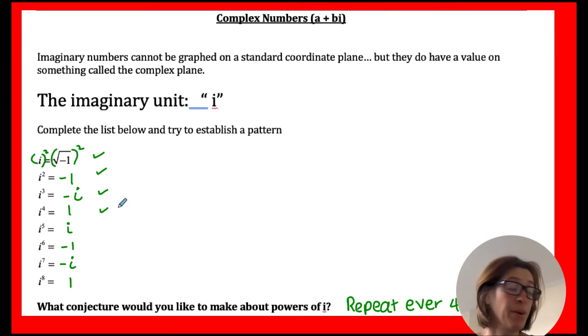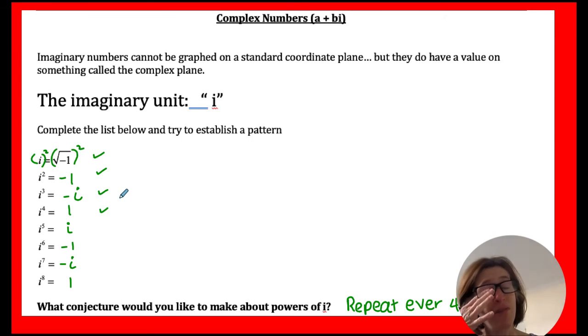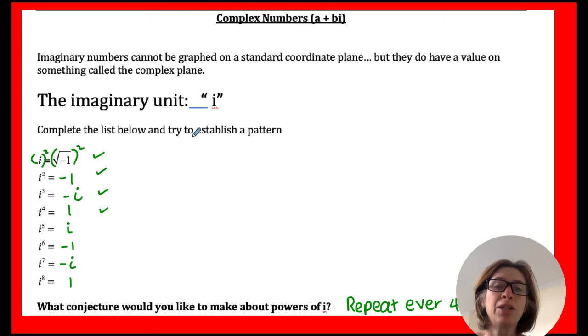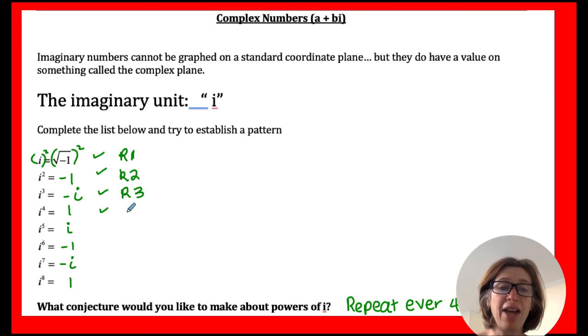We also then looked at our calculators and the idea of dividing by 4 to actually find those values. I thought it was really neat that what you came up with was that if you divided the power by 4, and you got a remainder 1, it would be equal to i. If you got a remainder 2, it would be equal to i squared, which is -1. If you got a remainder 3, it would be equal to -i. And if you got a remainder 0, then it would be equal to 1.